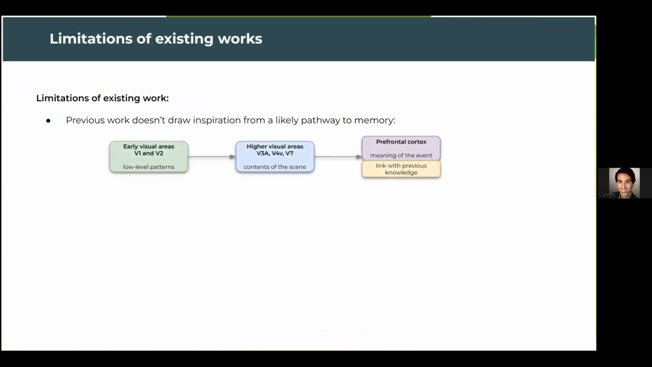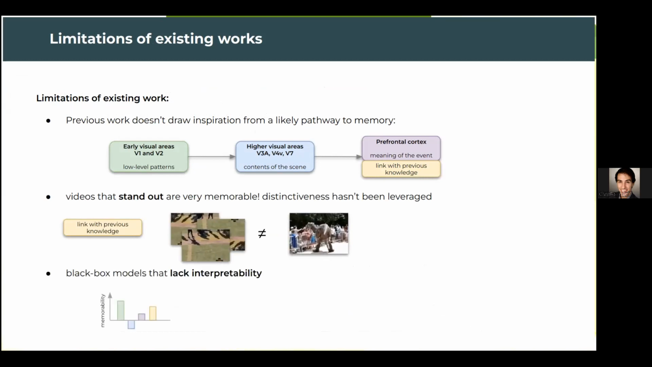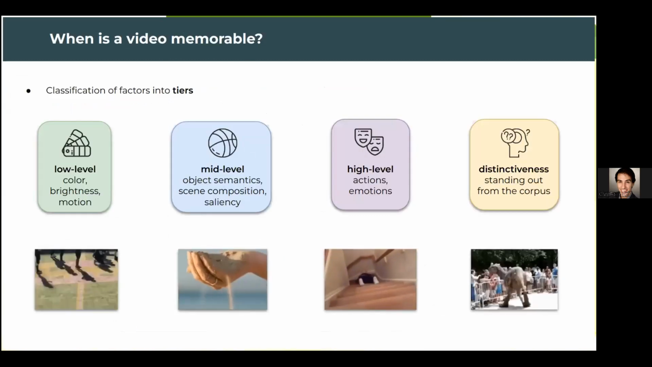Existing work has attempted to predict video memorability, but it has several limitations. The first one is that it doesn't draw inspiration from the brain and from the likely pathway to memory. The second is that it doesn't take into account that videos that stand out tend to be memorable. There's no measure of distinctiveness. And the third is that these are usually black box models that lack interpretability. We attempt to remedy these limitations.